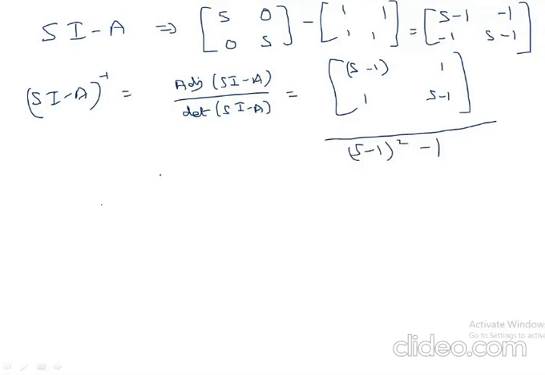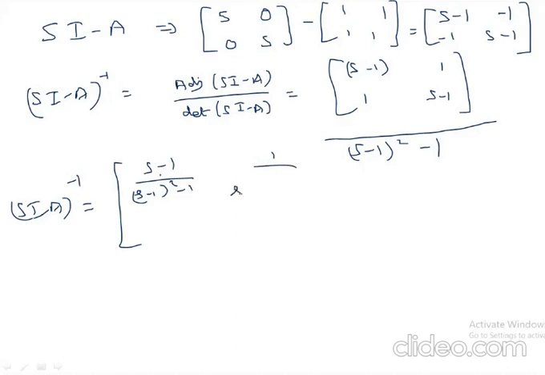If you put that inside, the matrix changes to (sI minus A) whole inverse. The matrix will become S minus 1 divided by (S minus 1) whole square minus 1, 1 divided by (S minus 1) whole square minus 1, and in the same way 1 divided by (S minus 1) whole square minus 1, and S minus 1 divided by (S minus 1) whole square minus 1. So that is the formula.